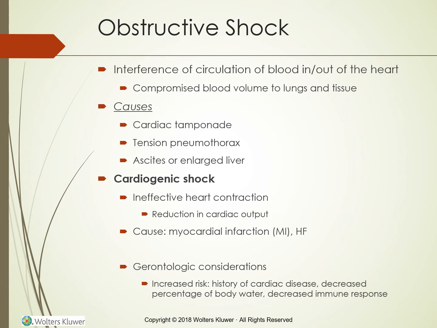Cardiogenic shock. The heart contraction is ineffective, which reduces cardiac output, the volume of blood ejected from the left ventricle per minute. A myocardial infarction, called MI, with subsequent heart failure is a leading cause of cardiogenic shock. Older adults, particularly those with cardiac disease, are prone to cardiogenic shock. They have a decreased percentage of body water and are more likely to develop hypovolemic shock. Due to a decreased immune response, which hinders the body's ability to fight infection, older adults may also be at higher risk for developing septic shock.